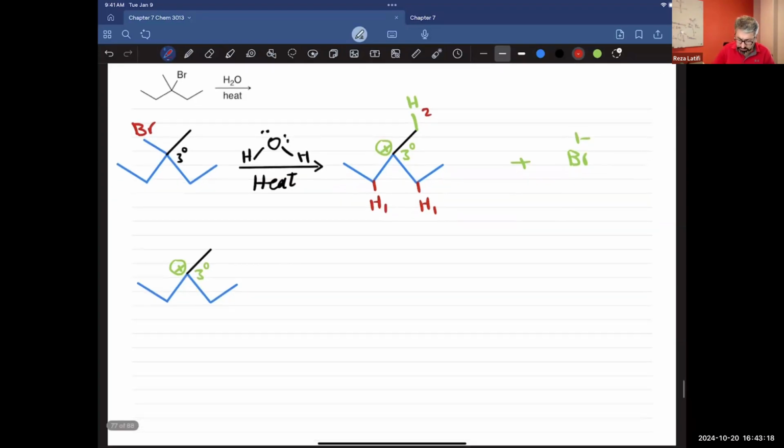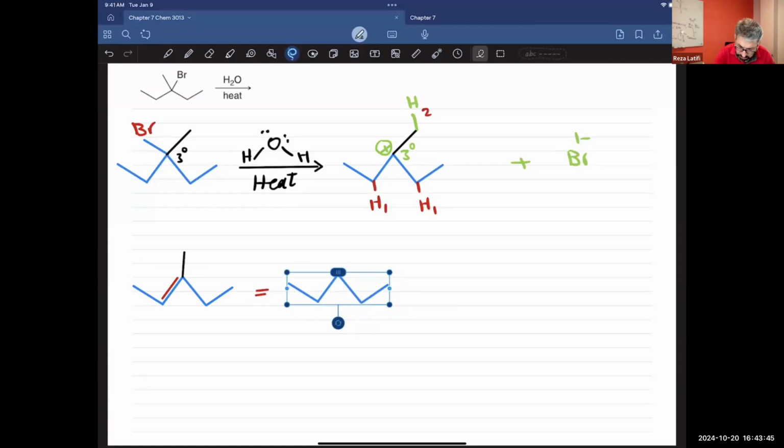Now, if we remove hydrogen from, let's say, number 1, it will be like this. We will have a methyl here, and the double bond is going to be either here, which is equal to this product. So again, let's put the double bond on the right side. These two are the same, I just simply change the position of the double bond.